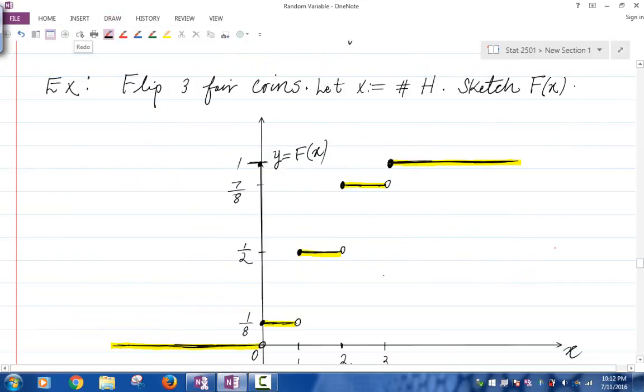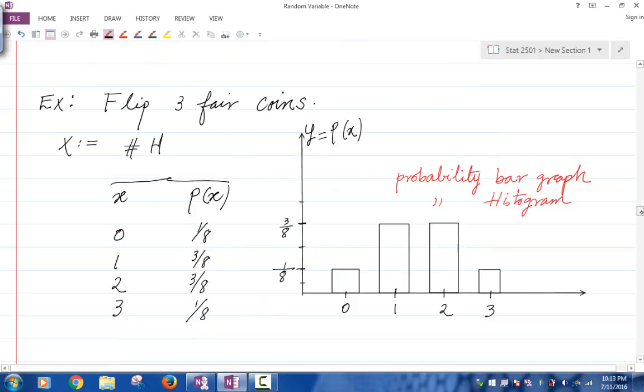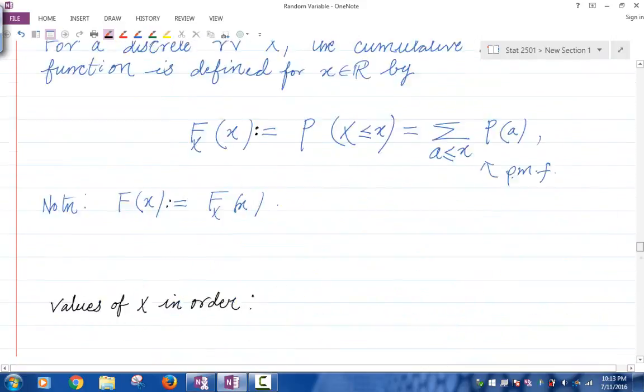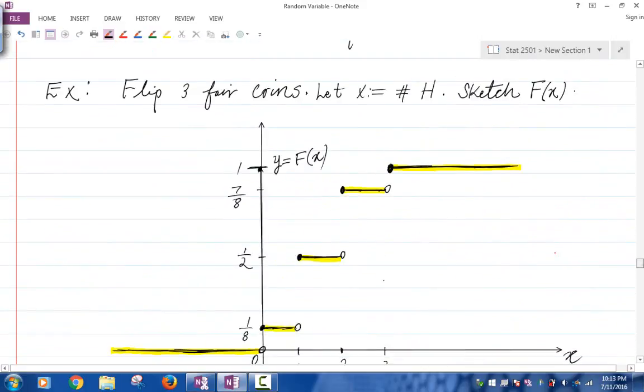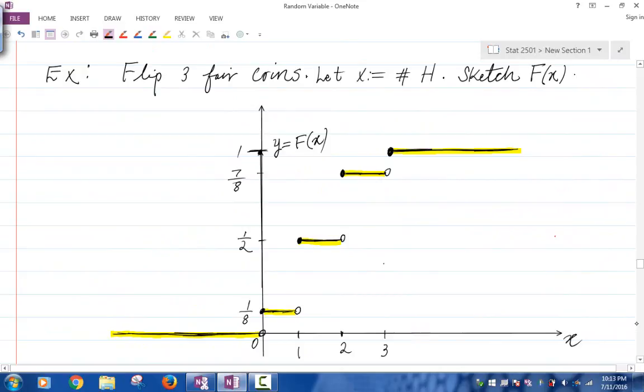Flip 3 fair coins. Let X be the number of heads, and what we're going to do is sketch the CDF of X. So here is flip 3 fair coins. X is the number of heads, and then the PMF of X is given by this table right here. So refer to that example and see if we can come up with the sketch of the CDF function.